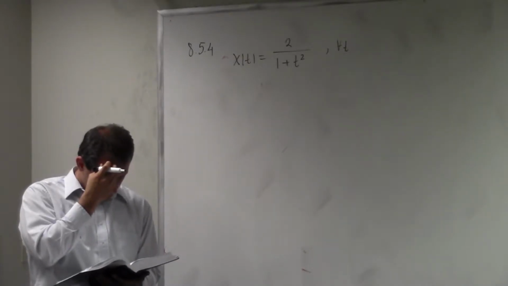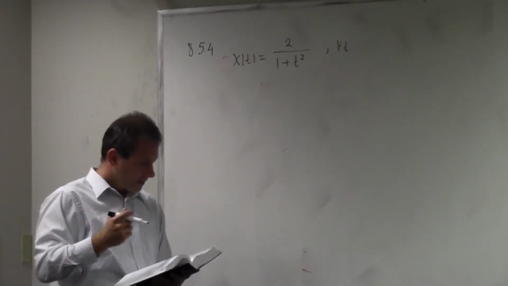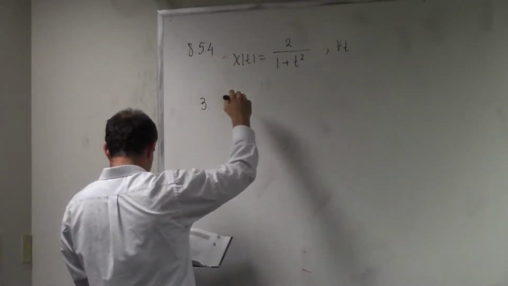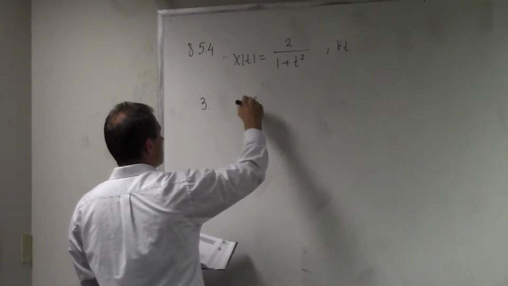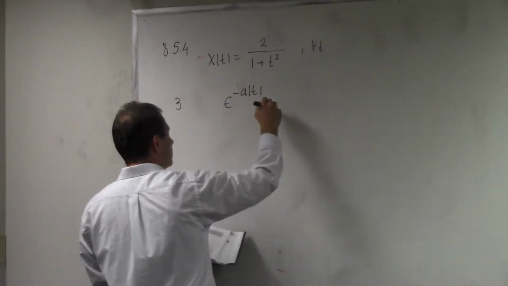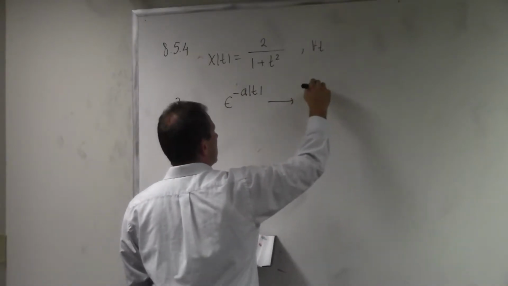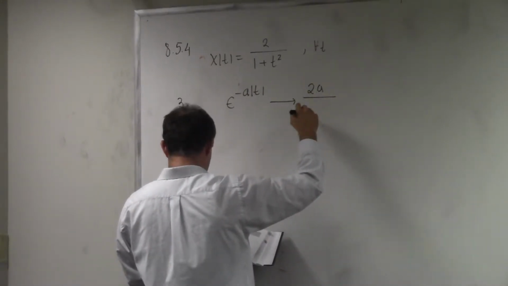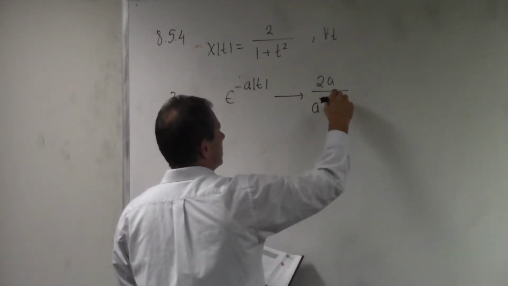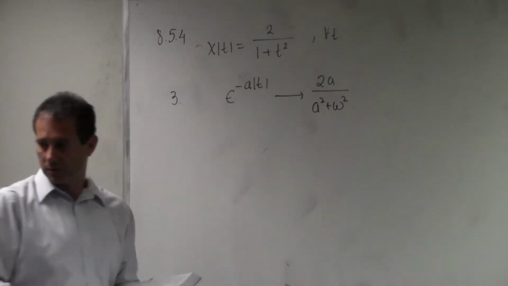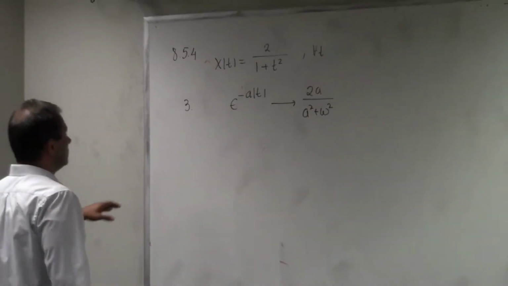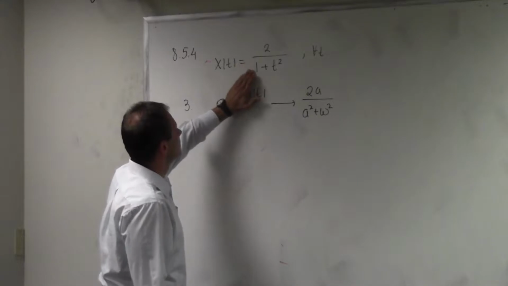Number 3 says that e to the minus a magnitude t has a Fourier transform 2a over a squared plus omega squared. This is what we are given. Now, what we need to do is determine the Fourier transform of this one.